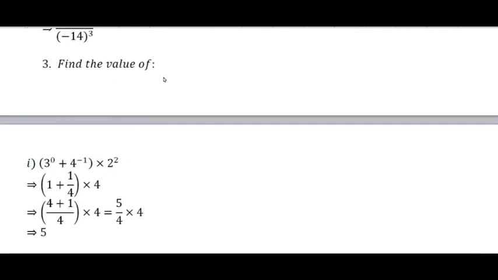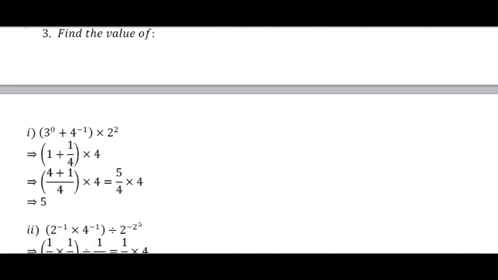Question number 3: find the value of the expression. We need to find out the value of these equations. That means 3 to the power 0 plus 4 to the power minus 1 into 2 to the power 2. Here any number to the power 0 is 1 always, so 3 to the power 0 is 1 plus, in order to make this into a positive exponent, you can write 1 by 4. Since the power is going to be 1, no need to write it. So into 2 square is 4.